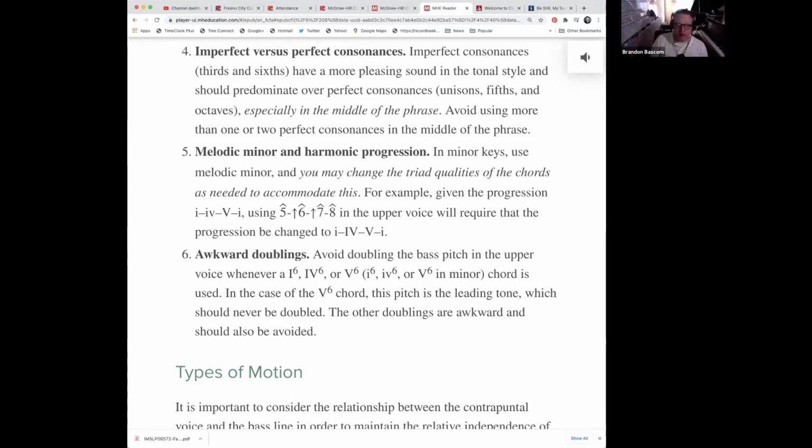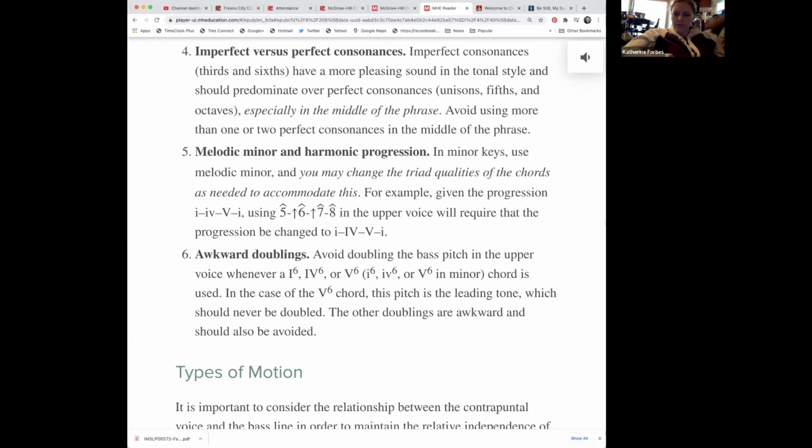Melodic minor and harmonic progression. In minor keys, use the melodic minor, and you may change the triad qualities of the chords as needed to accommodate this. So your Roman numerals are going to change if you use the raised scale degrees. You with me? No. All right.